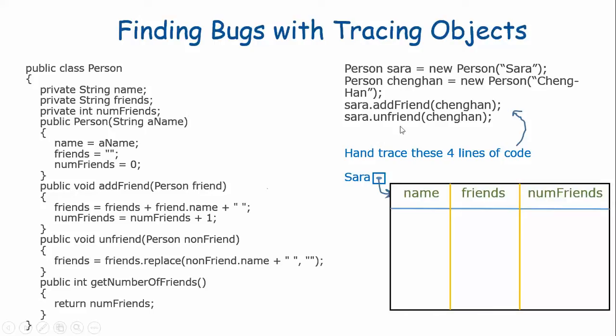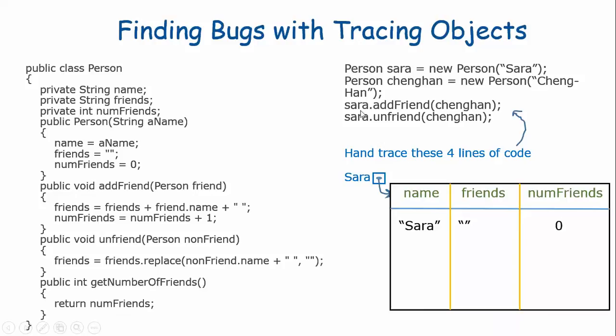And then the first statement is to create an object of Sarah. As you can see, Sarah is a reference variable to this particular object, where the first statement is to assign a name to Sarah. When this constructor is called, this name gets assigned to name, friends is assigned an empty string, and num_friends becomes 0. So name is Sarah, friends is an empty string, and num_friends is 0.